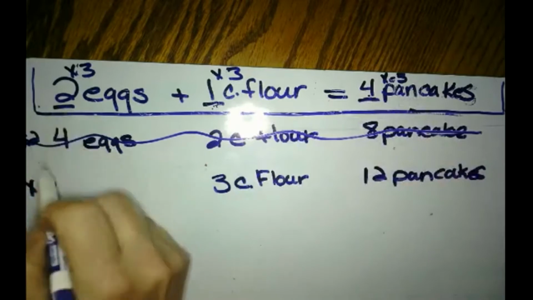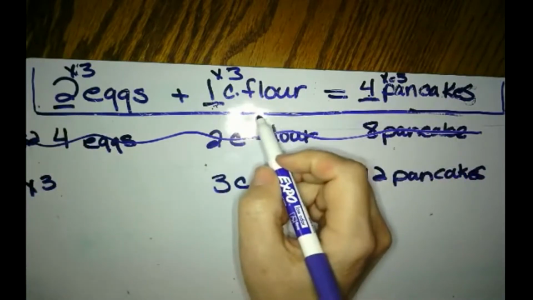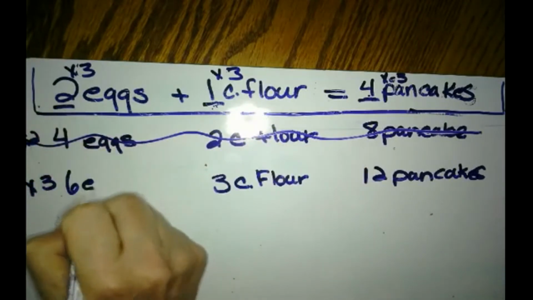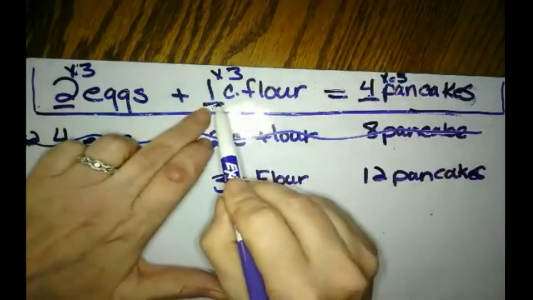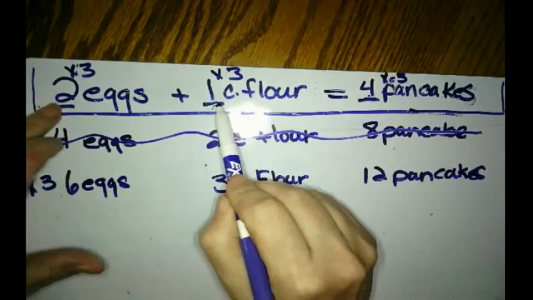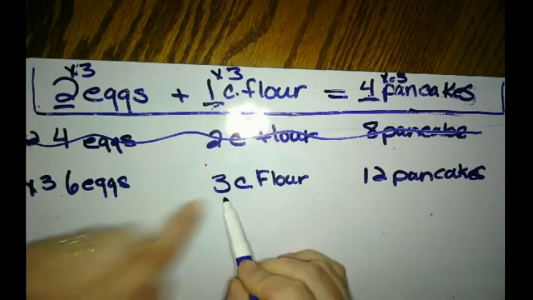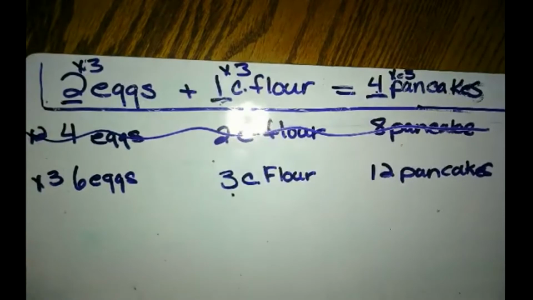Okay, now I could triple the eggs, and that would give me 6 eggs. Or I can look at my ratios. For every 1 cup of flour, I need 2 eggs. That means I need double the amount of eggs. 3 cups of flour, I have double the amount of eggs. So there's 2 ways to look at it, okay? So this should all make sense to you. Our mole ratio is just a mathematical way to get to this.